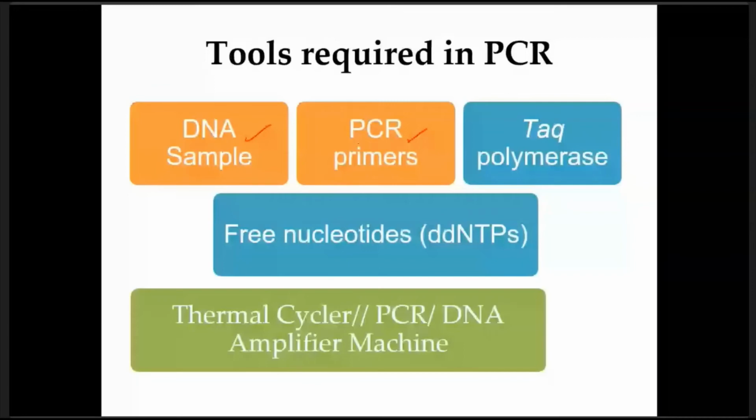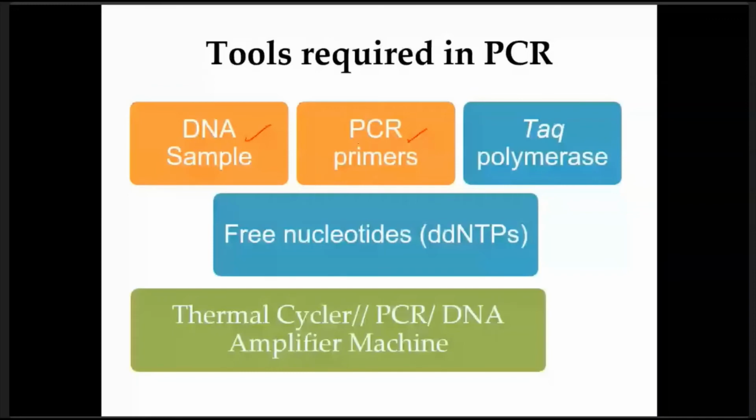We have dATPs, dGTPs, depending on the base. So in short we call them dNTPs, free nucleotides. And then you need the machine. The machine we call the thermocycler, or PCR machine, or DNA amplifier machine.